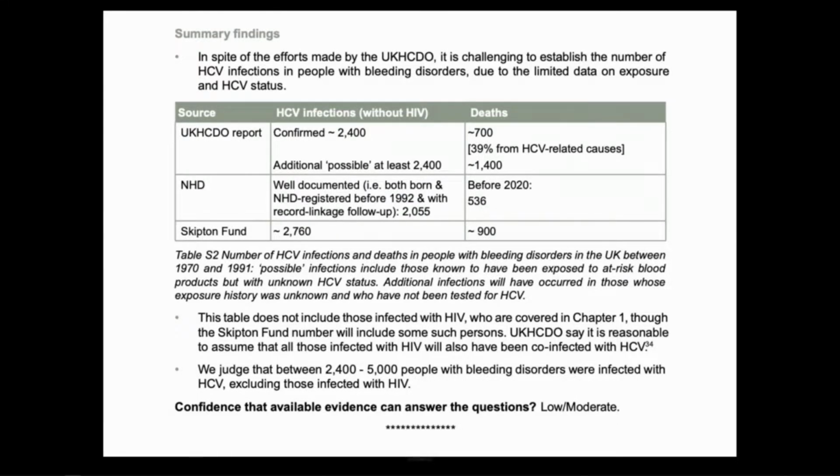So the UK HCDO report, the figures that we have there, around 700, and that's of the 2,400 confirmed cases, 39% from HCV-related causes. And then from the additional possible of at least 2,400, around 1,400 deaths. Can you help us understand how those figures have been extracted and the degree of confidence that there might be in relation to them?